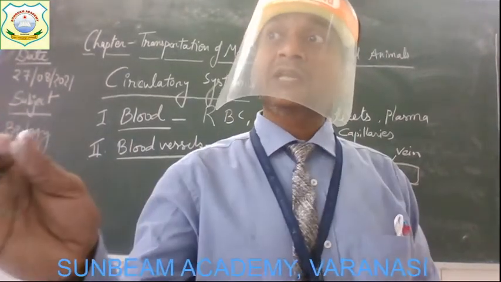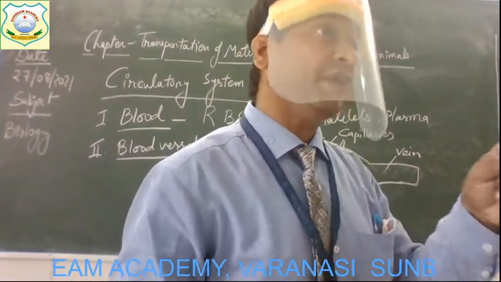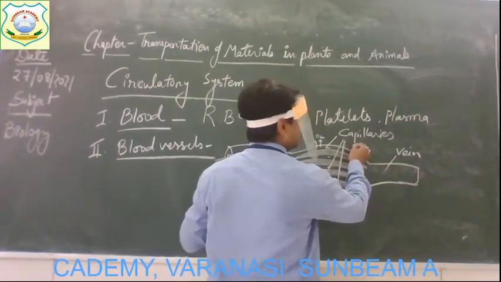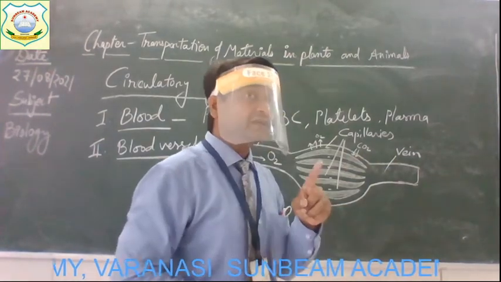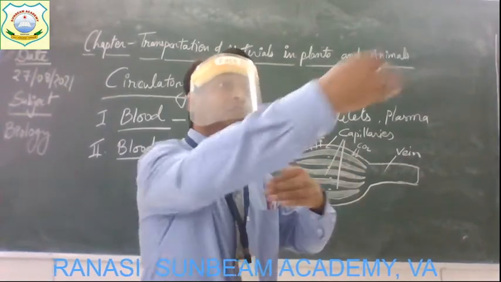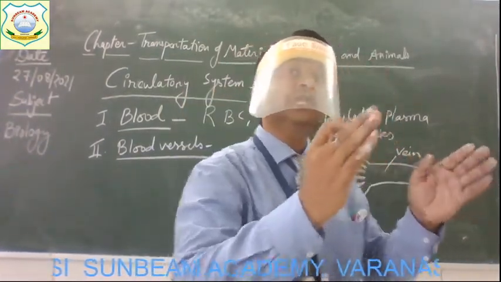And after the production of energy, the carbon dioxide which is produced as a waste material enters the capillaries, because capillaries have a very thin, very fine wall. So this movement of substances can take place only at the capillaries.